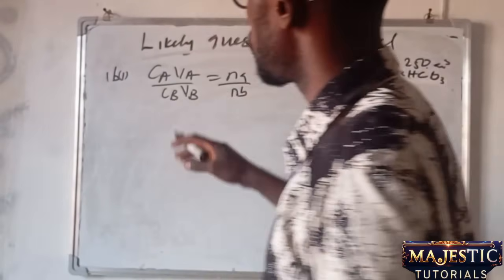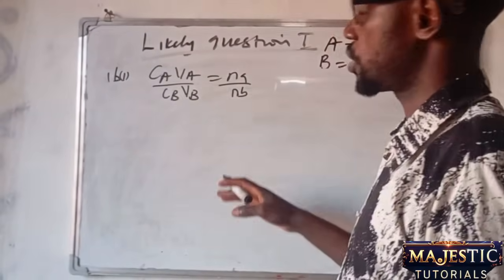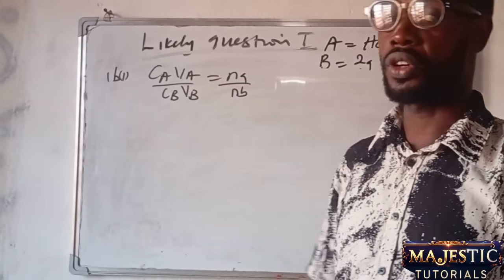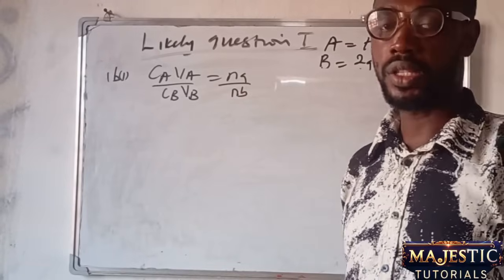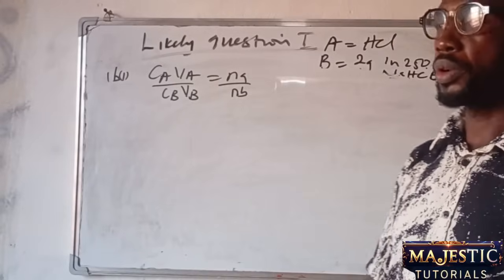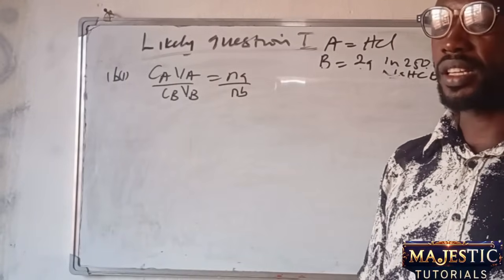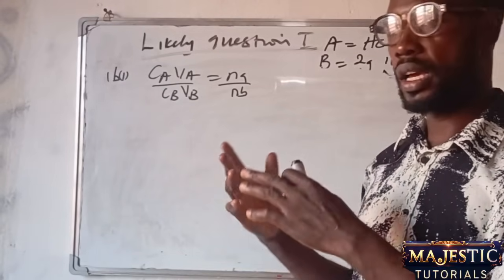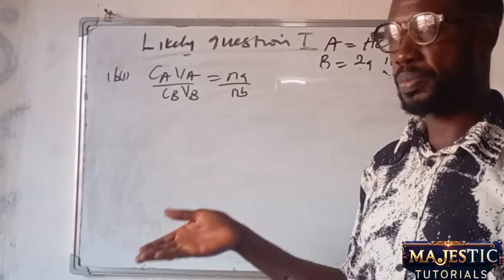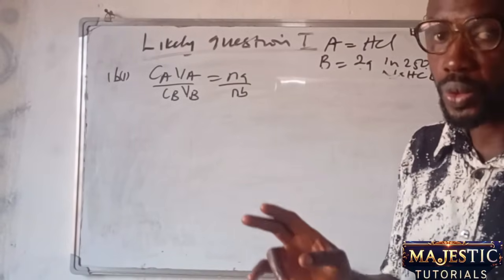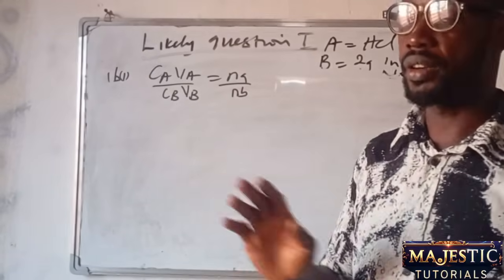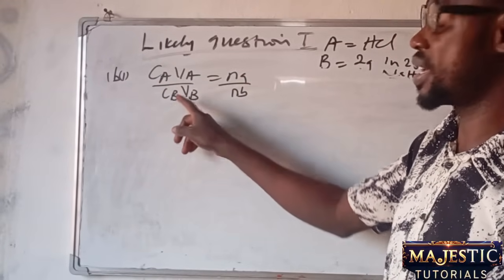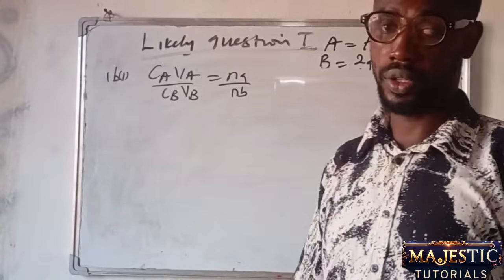The one thing we need to know about this formula is that all the concentrations must be in mole per dm cube. We have other forms of concentration: molarity, normality, weight by volume, volume by volume, weight by weight, percentages. But for now, we are going to concentrate only on two, the mole per dm cube and the gram per dm cube. C is concentration, V is volume. B stands for the base and A stands for the acid.